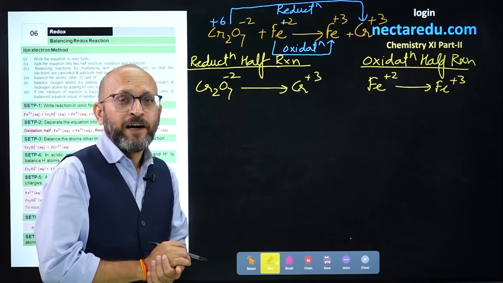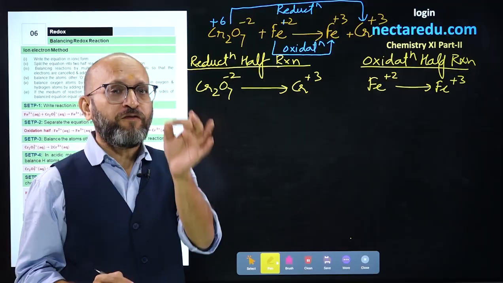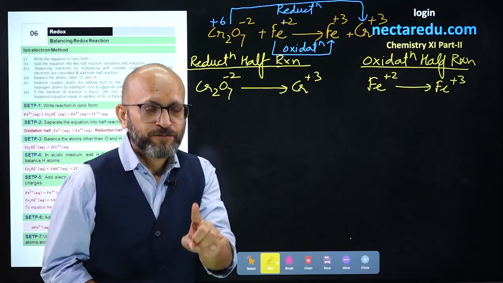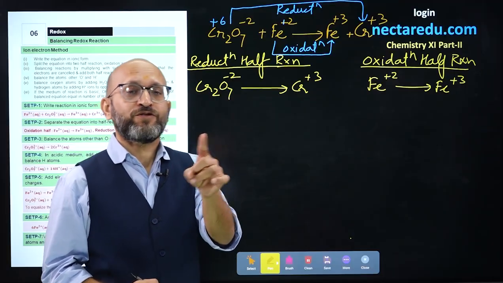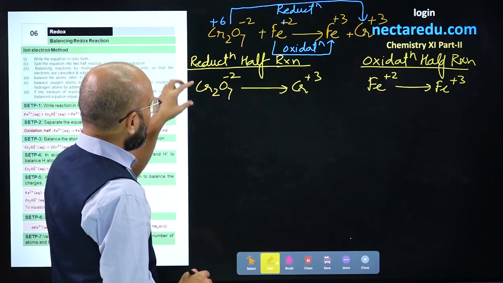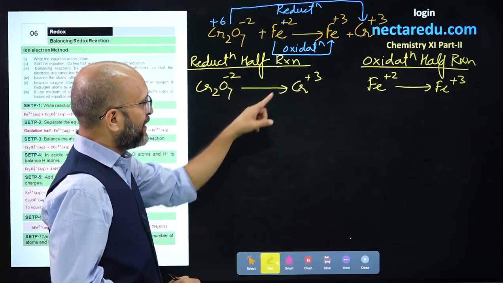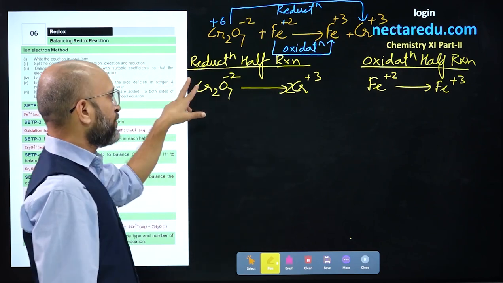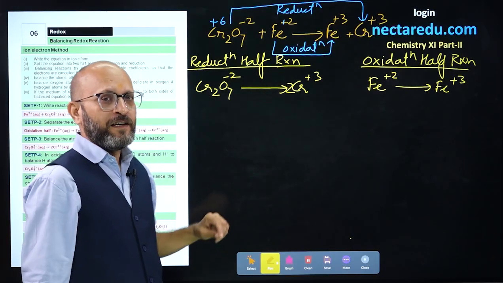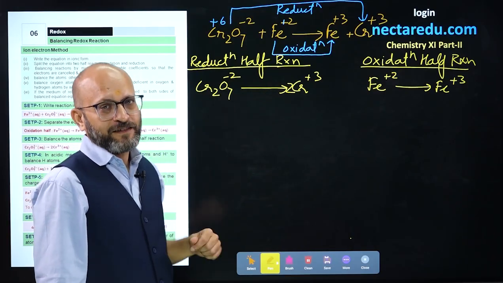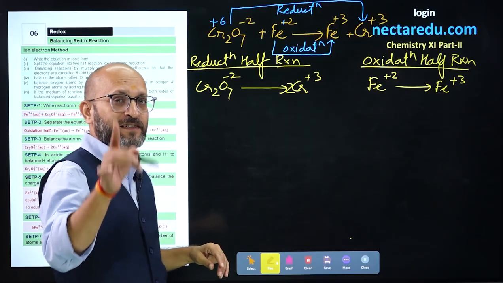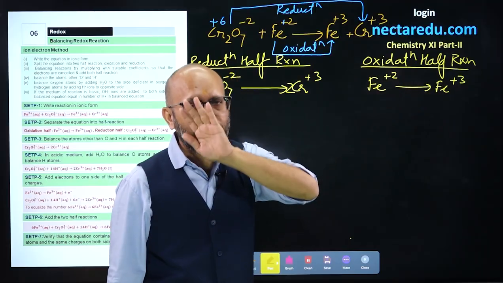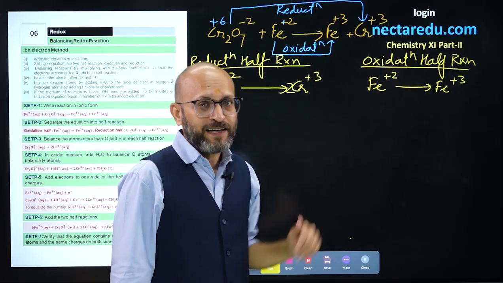First step is to balance the atoms of elements other than oxygen and hydrogen. So I will see there are two atoms of chromium this side and there is one atom of chromium that side. So I will put 2 out here. Now chromium, 2 atoms are here and 2 atoms here. Oxygen, I told you we will be balancing later. So I have balanced atoms other than oxygen and hydrogen. Here you have one atom of iron this side, one atom of iron that side. So we do not need to balance any atom because it is already balanced.